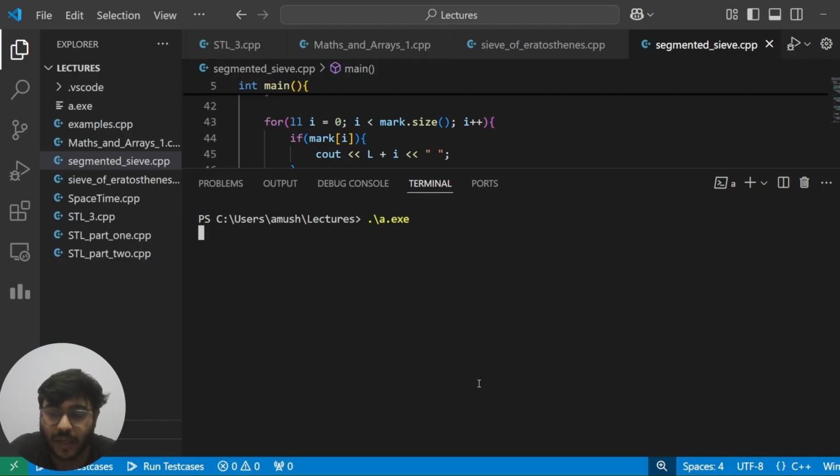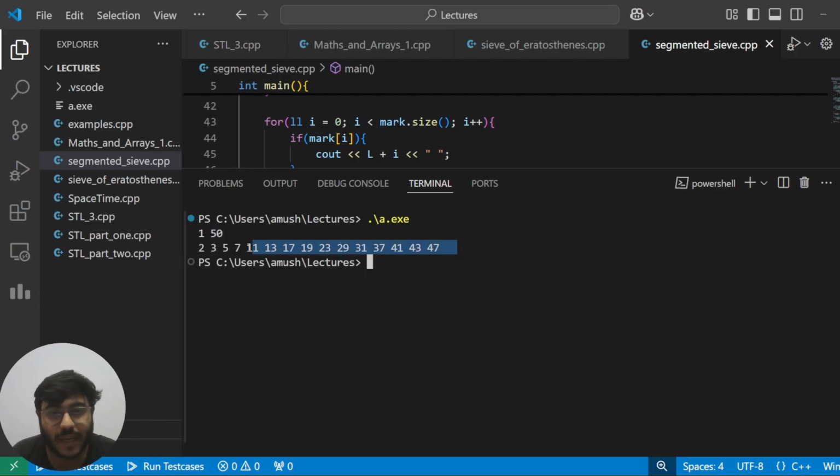Let's say आपको बस कुछ नहीं करना है, L को 1 दे दो और जो भी आपको n रखना है, let's say 50 दे दिया आपने. It will work similar as a normal sieve. Okay, so we can see that segmented sieve is actually very flexible. अगर आप L और R को define कर दो तो it works just same as a normal sieve.